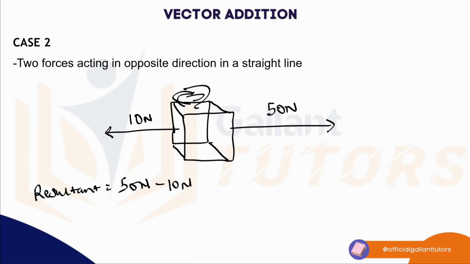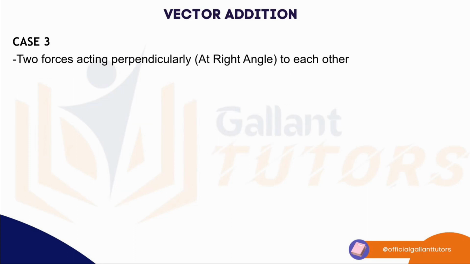Don't forget, when you're moving in the same direction, you do what? You add. So when forces are in opposite directions, you subtract. So the resultant force is 30 Newton. Looks simple, isn't it? Looks very simple. This is the simplest subject. Alright, so this is case 3.